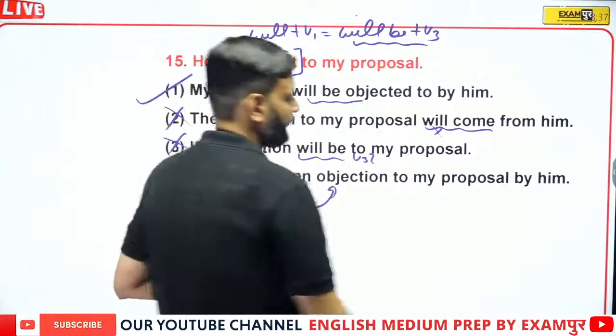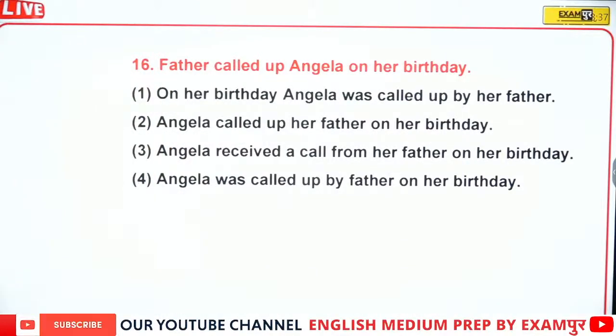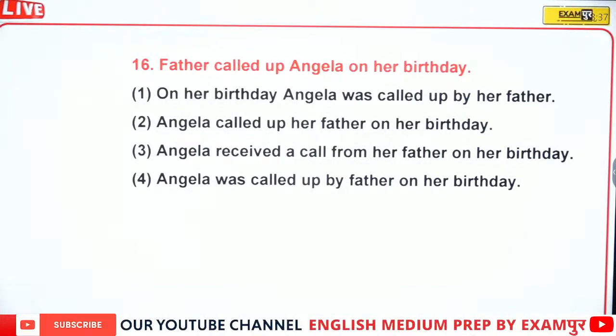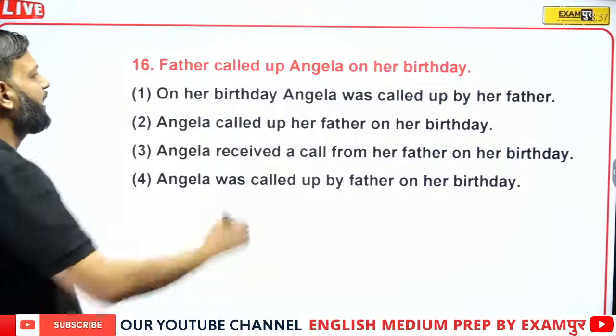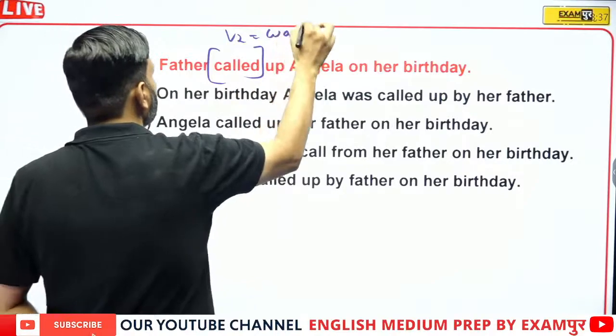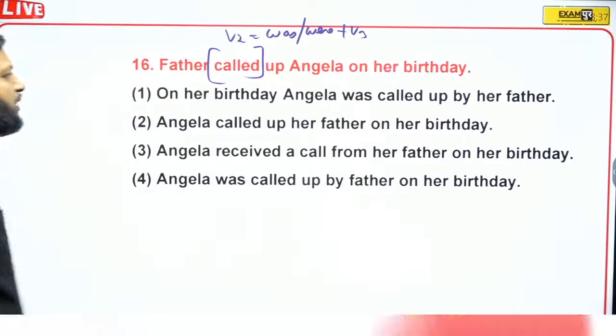Now the next one, question number 16: Father called up Angela on her birthday. See, here we have the second form of verb. It means we need was, were plus V3.